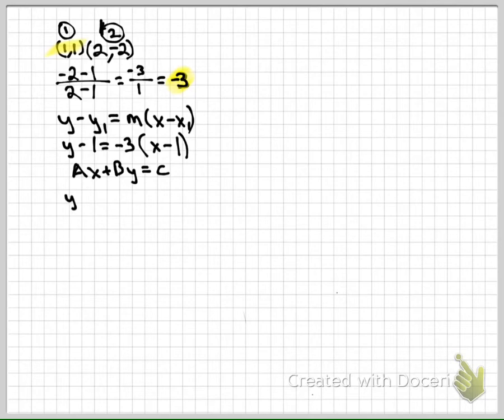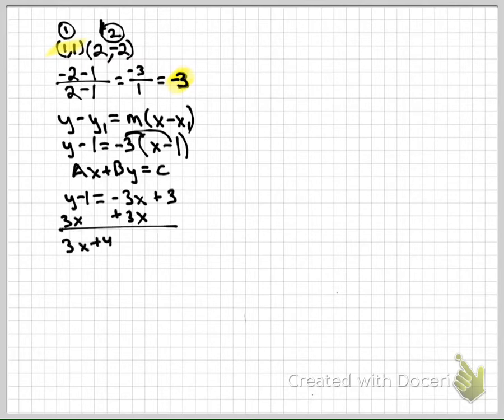We have y minus 1 is equal to, and we're going to distribute that negative 3 to both the x and the negative 1. So negative 3 times x is negative 3x, and negative 3 times negative 1 puts us at a positive 3. Now we need to move that x to the left hand side. In order to do that, we do the opposite, which is adding 3x to both sides. And then from there you get 3x plus y minus 1 is equal to 3.